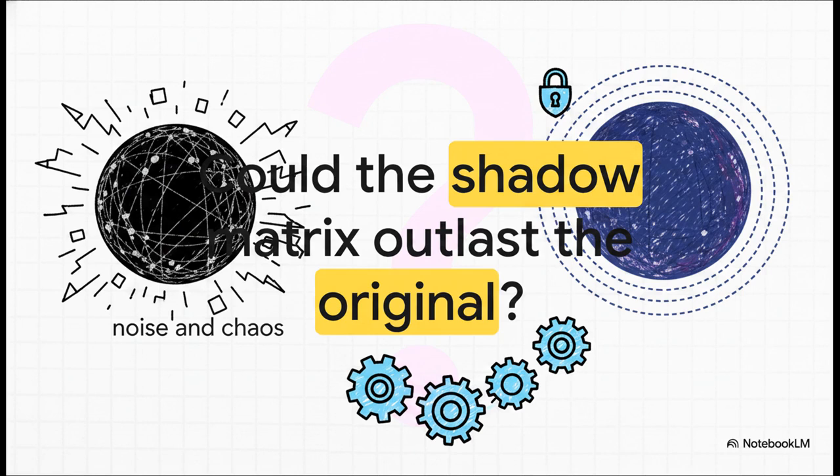I want to leave you with this one provocative thought. What happens when a cloned shadow matrix, one that's completely immune to the noise, the spam, and the absolute chaos of the public web, becomes mathematically more stable than the original search engine itself? It really forces us to ask some profound questions about data sovereignty and the actual future of our digital architecture.